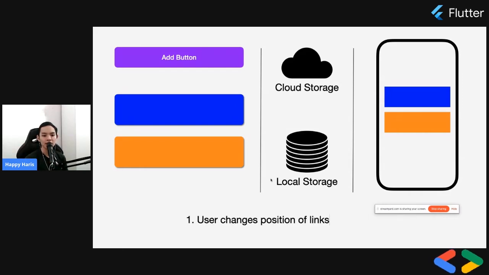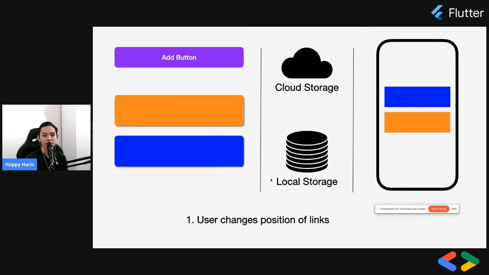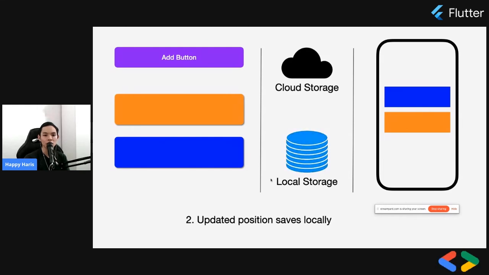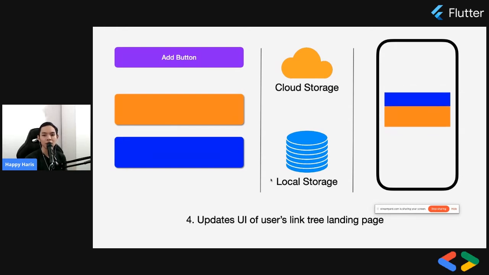First thing is that the user will change the position of the links inside the website itself or an app. Then this will update the positions. The updated position will be saved locally, so my local storage or my cache or whatever will be saved locally. And then after that, inside the database in the cloud storage, it will be updated. And then my Linktree landing page will also be updated. So there's a lot of things going on when you change the position of your button over here. So I was thinking, how am I going to replicate this user flow?